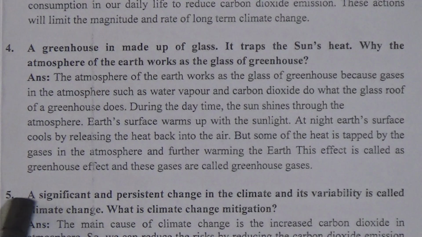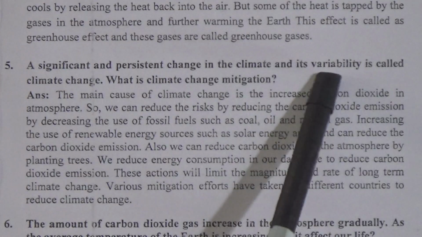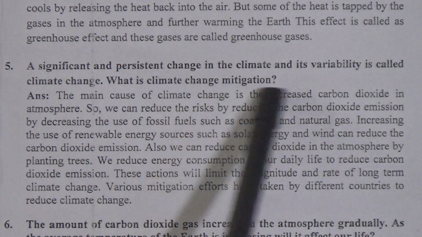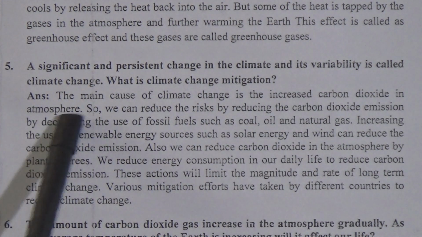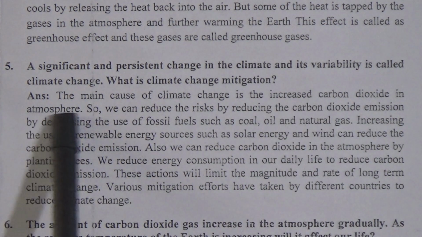Question number 5 is: a significant and persistent change in the climate and its variability is called climate change. What is climate change mitigation? The answer is: the main cause of climate change is increased carbon dioxide in the atmosphere.